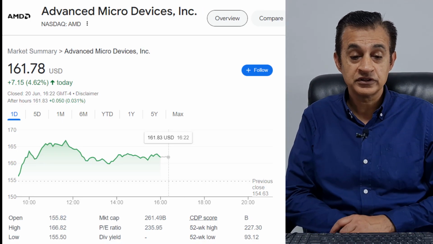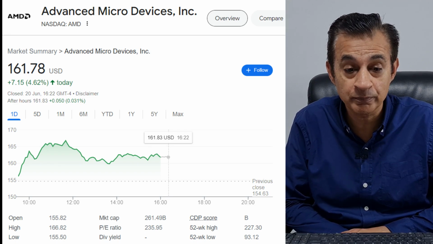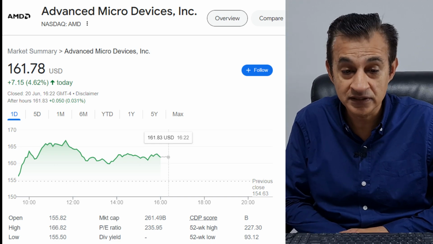So good news here for ticker symbol AMD, and we can see a reaction in the share price. At one point it did reach a day high of $166.82, and in an overall red market was still up in excess of 4.62%, and I do expect some momentum to continue for AMD. Let's now have a look at MMTLP.